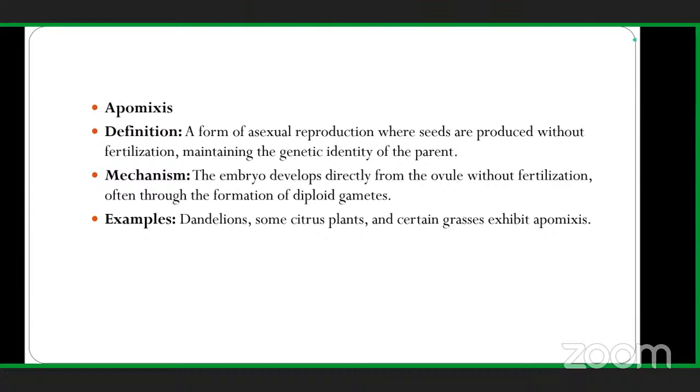Due to some issues, the ovule itself directly develops into seed through the formation of diploid gametes. An example is some citrus plants like oranges. Dandelions and certain grasses also exhibit apomixis. So what is apomixis? It is a form of asexual reproduction where seeds are produced without fertilization. No fertilization takes place, but the ovule directly develops into seeds.